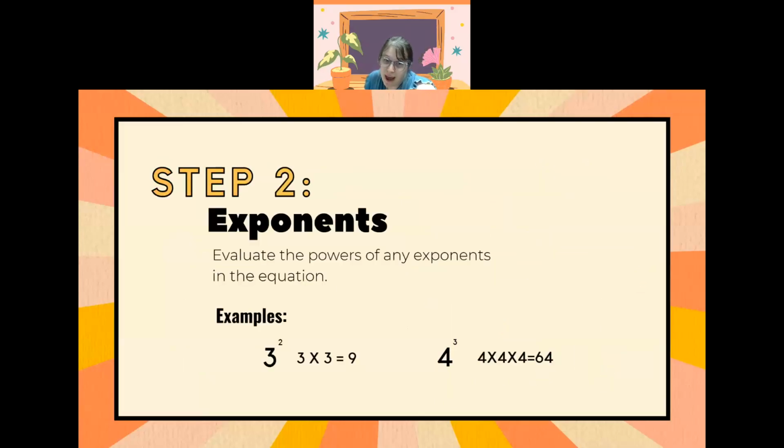The second step is your exponents. You will evaluate the powers of any exponents in the equation. For example, 3 raised to the second power: you will do 3 times 3, which is 9. Wherever you saw 3 to the second power in the equation, you now replace it with 9. Same thing if it was 4 raised to the third power: you do 4 times 4 times 4, which is 64. You replace 4 to the third power with 64 in the problem and continue solving.